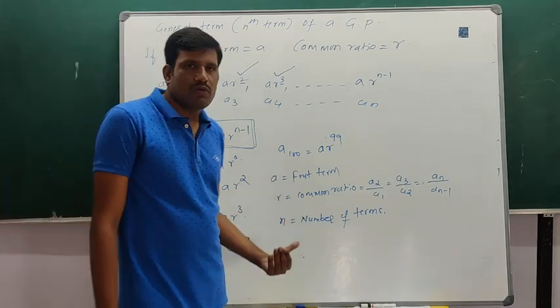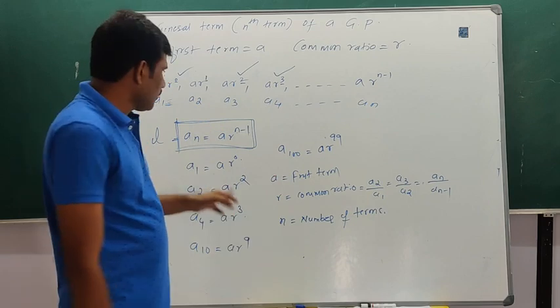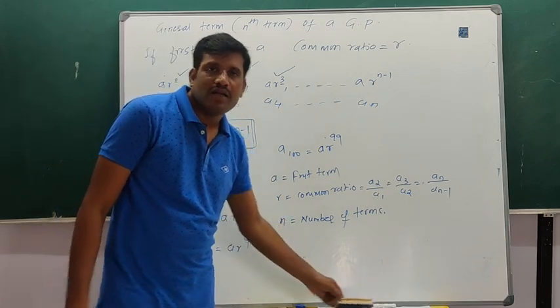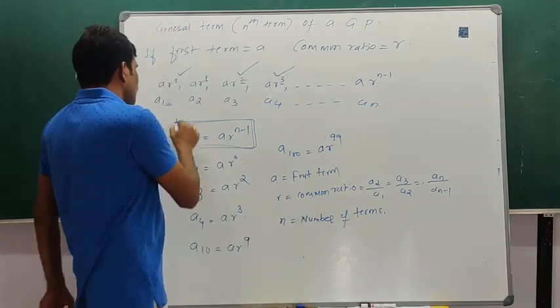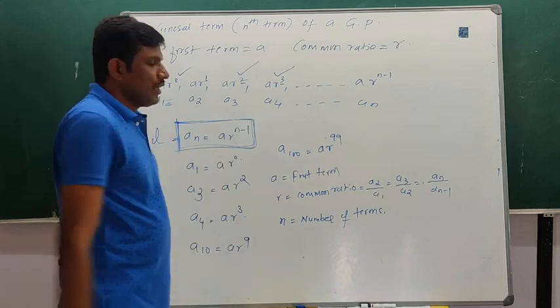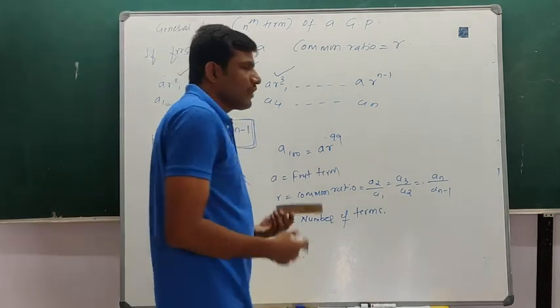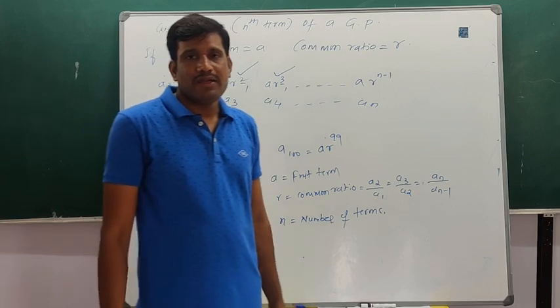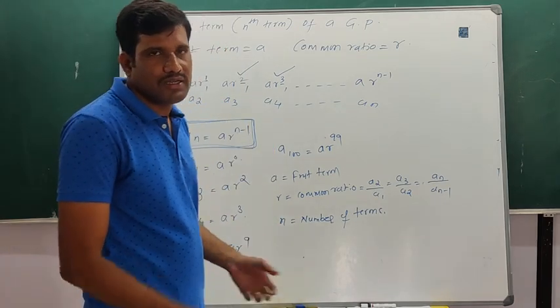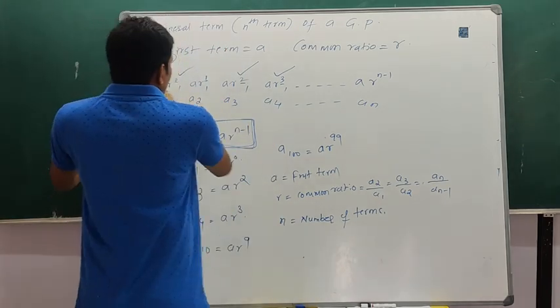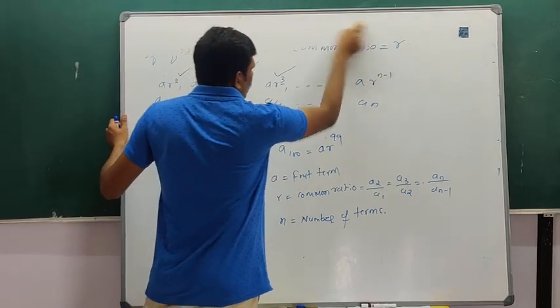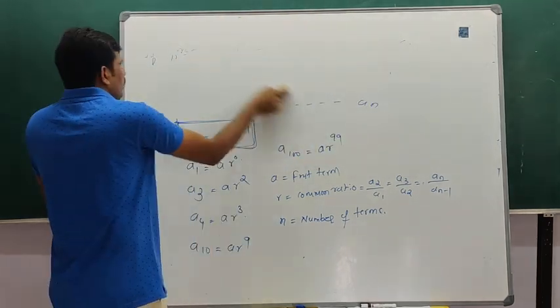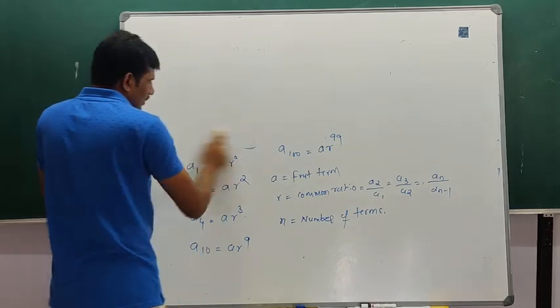If you put n is equal to 50, we get the 50th term. If you put n is equal to 100, we get the 100th term. And this is the formula, an is equal to AR raised to n minus 1, with which we can find any term in a given geometric progression. Now let's see some problems on how to use this nth term to find any term in a given sequence.